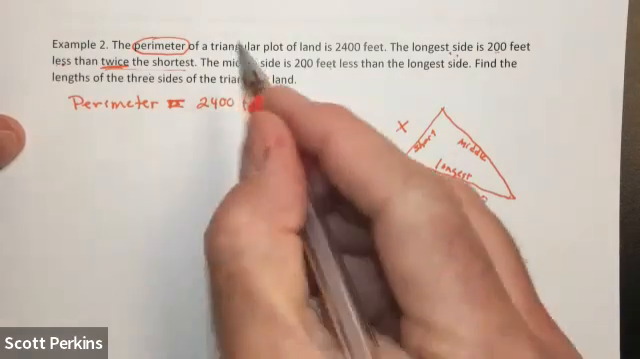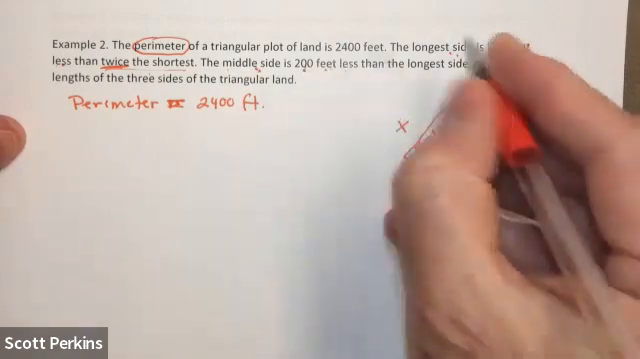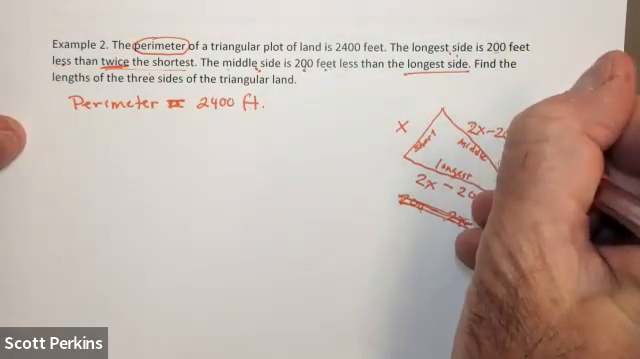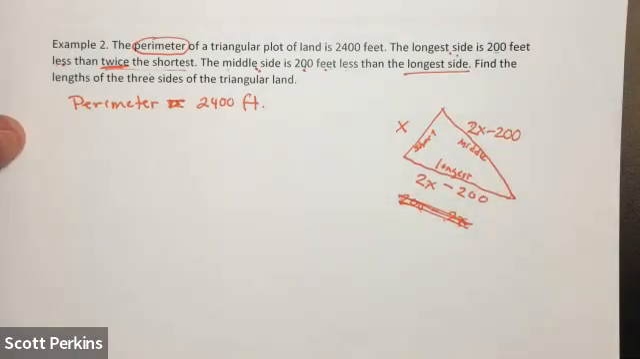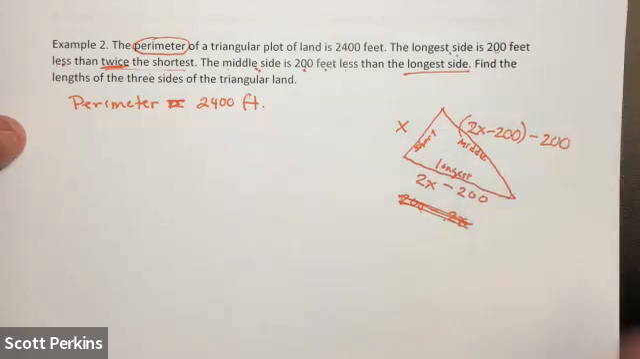Beautiful, well said. This sentence says the middle side is 200 feet less than the longest side. Well, the longest side is 2x minus 200. And then 200 less than that is going to be minus 200 more. We're just subtracting. Yes, that's exactly what it's going to be: 2x minus 400.